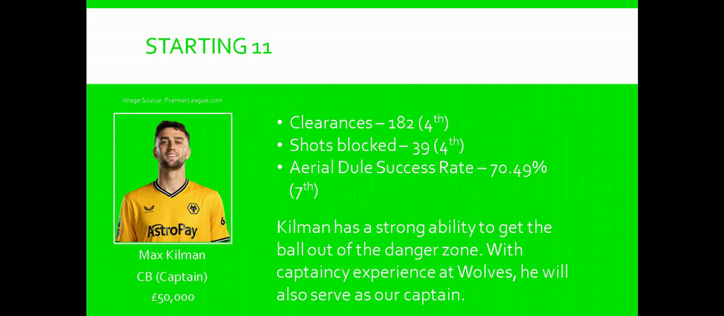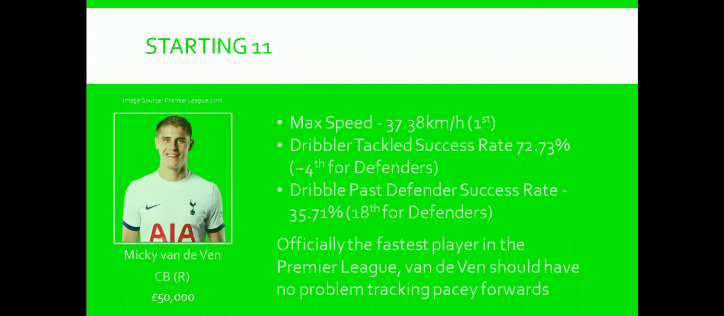Also at centre-back on the right is Micky van de Ven, fastest player in the Premier League, 37.38 kilometres an hour. No one's recorded a faster time this season. He's also got a good success rate at tackling dribblers. He's also got a decent ability to dribble past people. So 35% of the time, he actually dribbles past defenders, which is pretty good as well. Again, adding both an offensive and defensive threat.